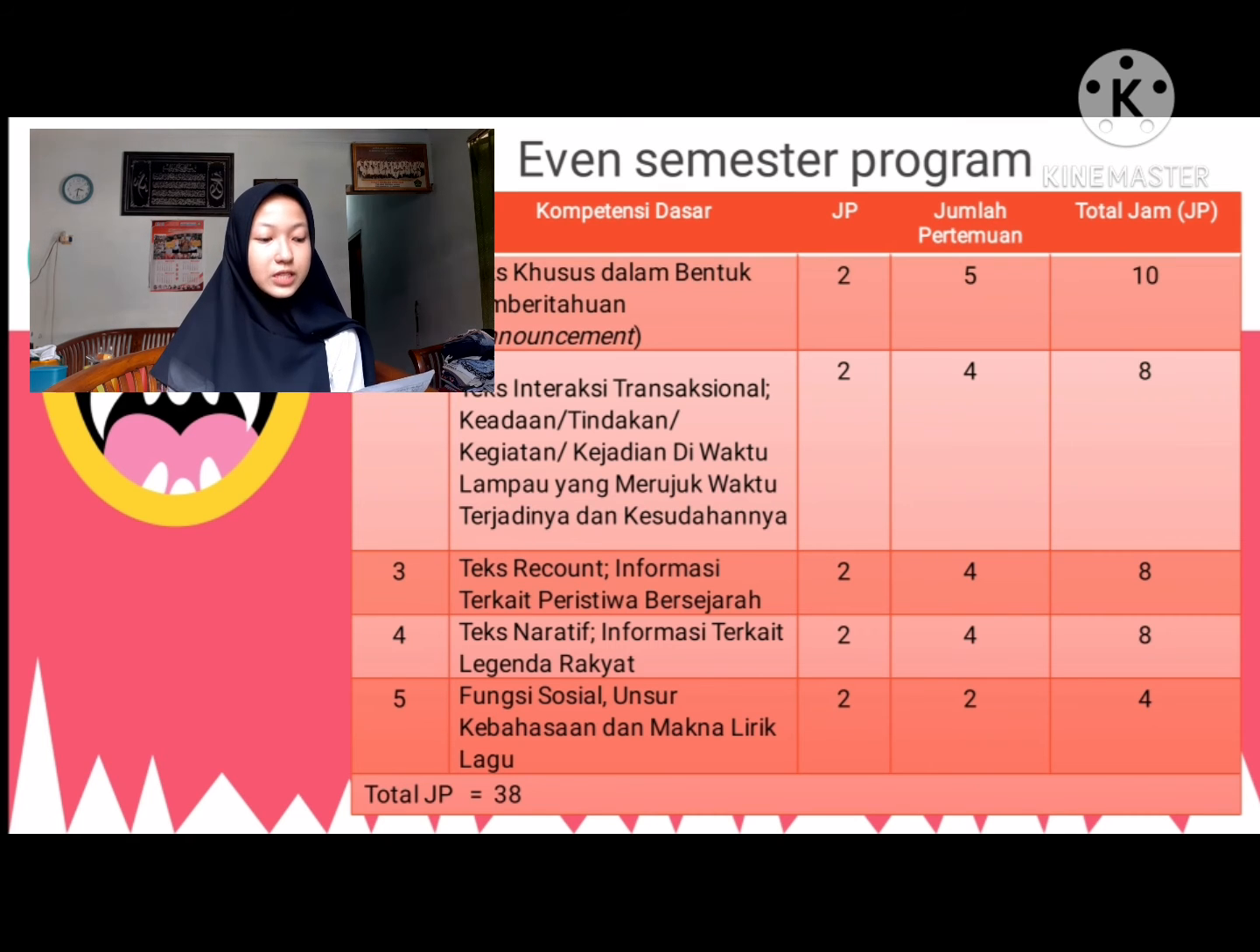And then basic competency number 3: the number of meetings is 4 and the number of lessons is 2, so 4 times 2 is 8. And number 4 is the same as basic competency number 3. And the last basic competency: the number of meetings is 2 and the number of lessons is 2, so 2 times 2 is 4. So the number of lesson hours in this second semester is 38 hours.